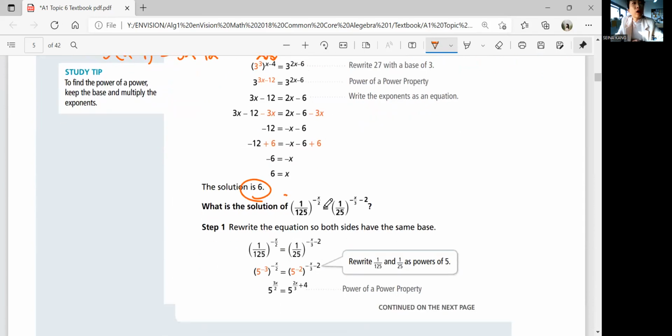All right. So another example. What's the solution of the equation with a base that's a fraction? 1 over 125 to the power of -x over 2. Wow, there's all kinds of complications here. Your base is a fraction, your exponent is negative. That's okay, guys. That's okay. Just do it step by step.